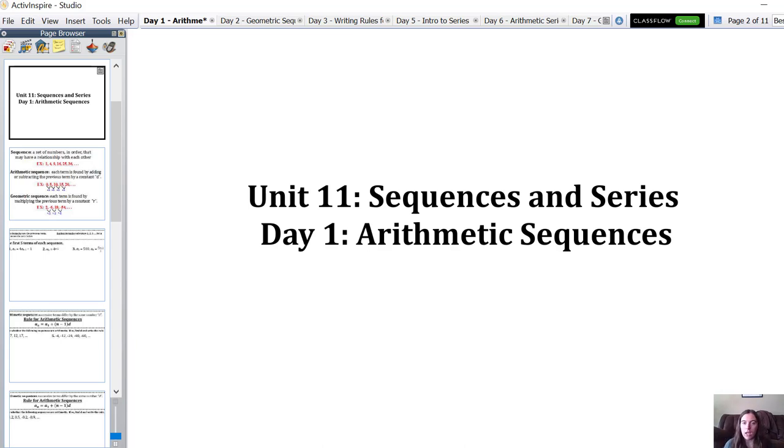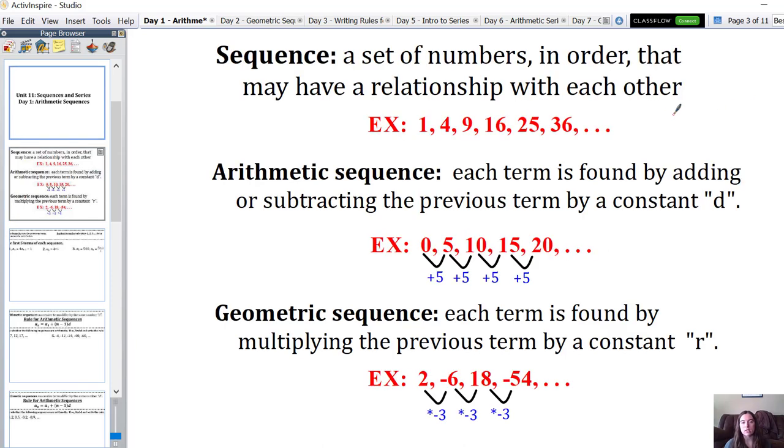Today we're going to be talking about arithmetic sequences, but just to get an overview of sequences in general, a sequence is a set of numbers in order that may have a relationship with each other. They also might not. So in general, we just have these numbers that are in a specific order that might have a relationship. An arithmetic sequence is a sequence where each term is found by adding or subtracting the previous term by some constant that we call d.